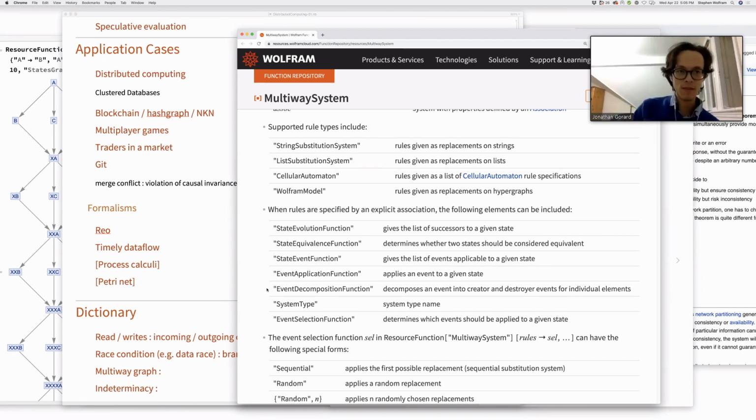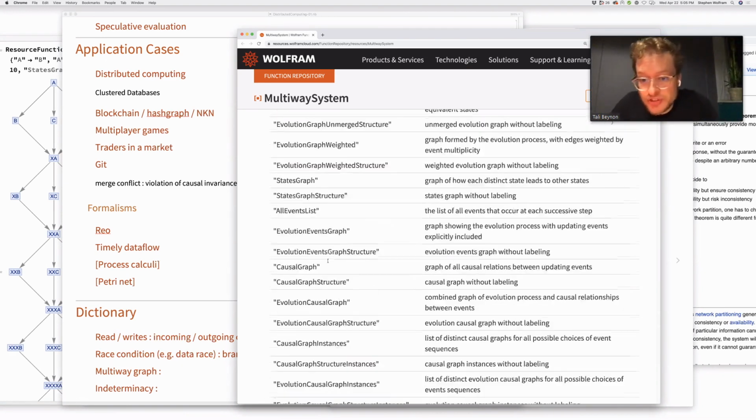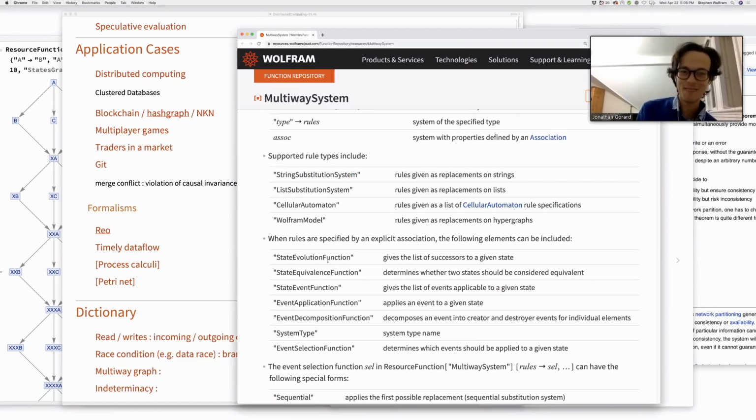Given that specification of the event, given this list, there's a function within the association that takes that event specification and decomposes it into the events that created elements in that state and the events that destroyed elements in that state. And from that, as long as you know the creator and destroyer events, you can work out the causal relations. So that's how it knows. That's really cool. This is very general. I mean, this is a beautiful function. Yeah, well, we argued about how to design this for a long time.